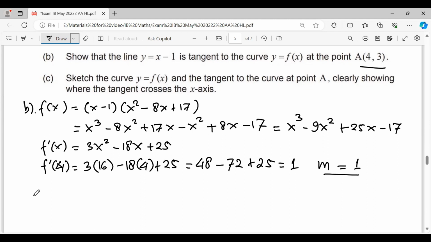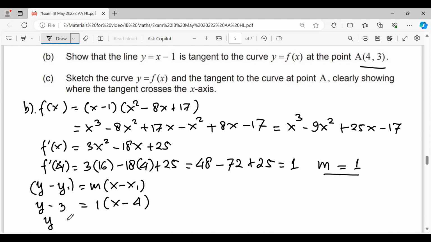If gradient equals 1, based on this rule, this formula, how to form the straight line equation? This is x1, y1, and this is m. So this equation being y minus 3 equals 1 times x minus 4. So it means y equals x minus 4 plus 3.